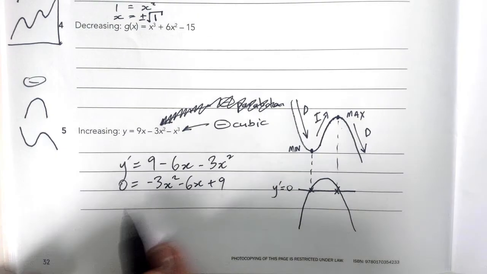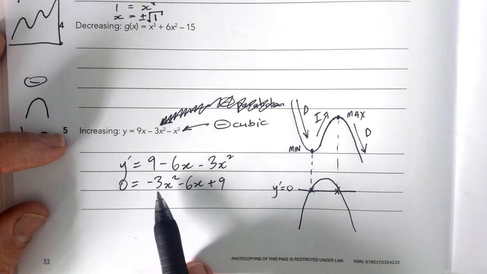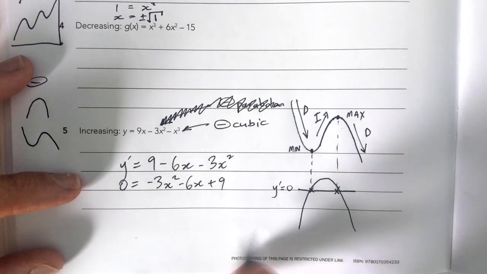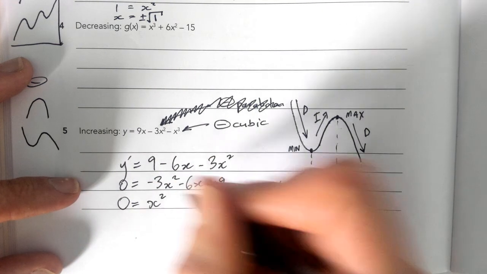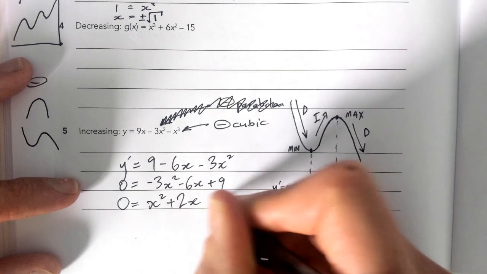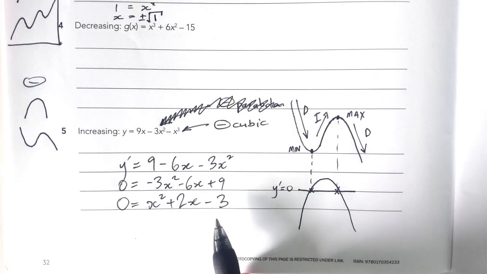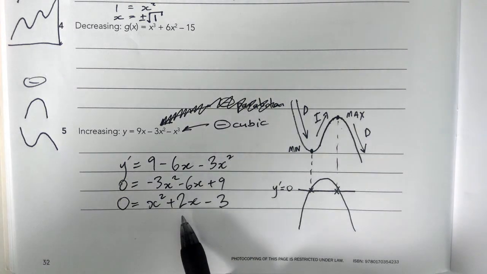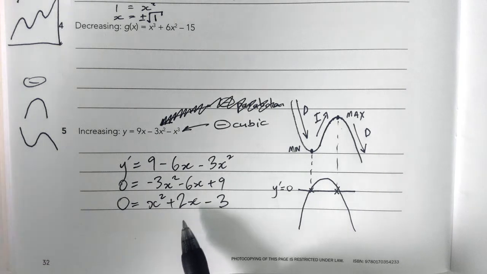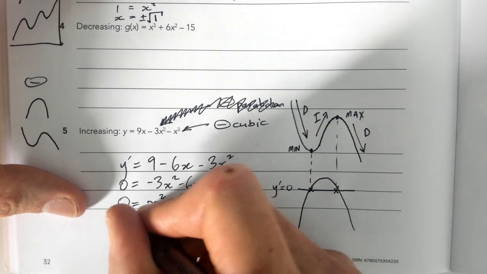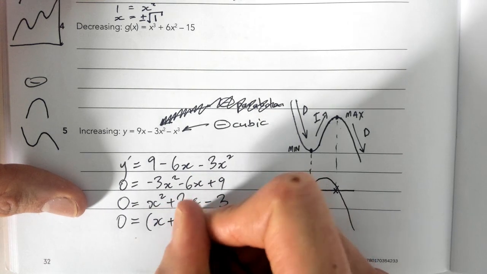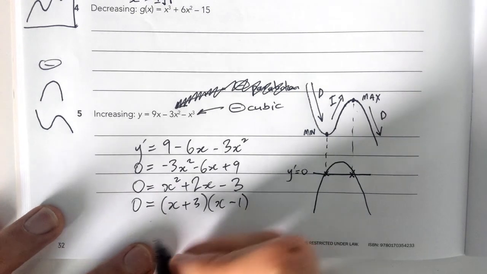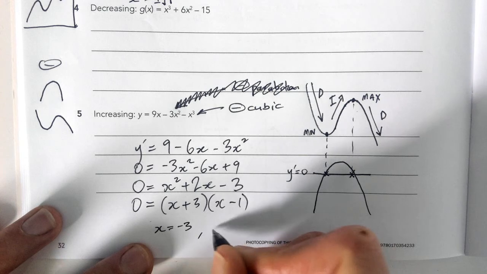Okay, so this one here we're going to factorize because I can see some nice little patterns emerging. I can see this negative, we want to get rid of it, and these are all multiples of 3. So let's divide everything by negative 3. 0 equals x squared plus 2x minus 3. So we need two numbers that multiply to get negative 3 and add to get positive 2. So we could do 3 and negative 1. So 0 equals (x plus 3)(x minus 1). So that means our 2 points are at x equals negative 3 and x equals 1.